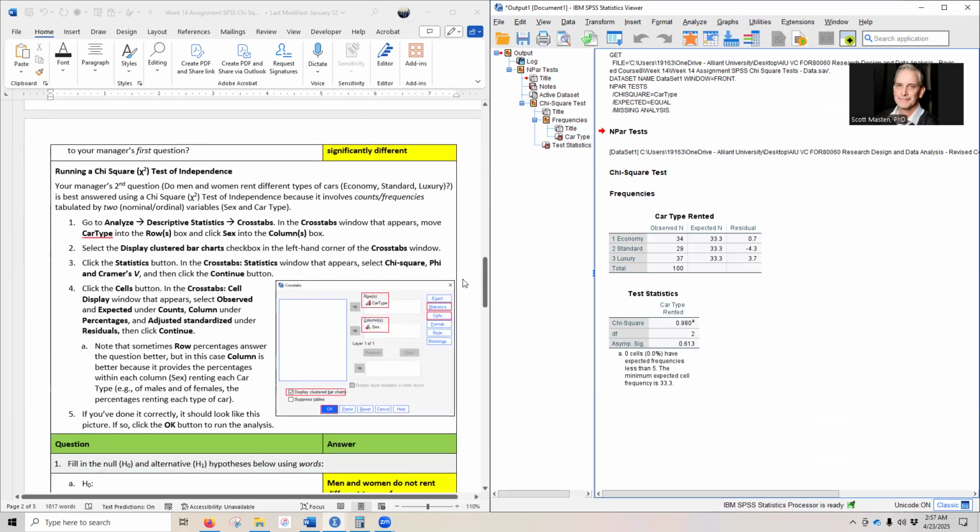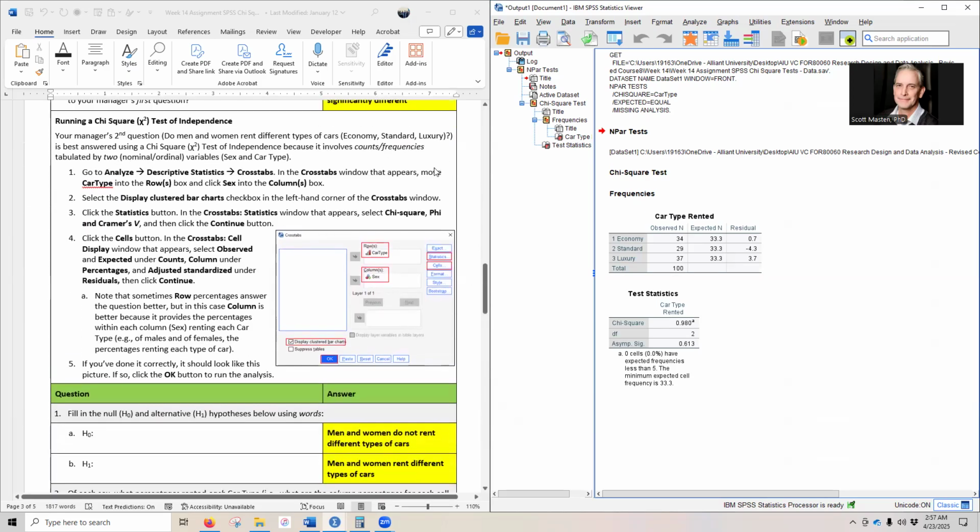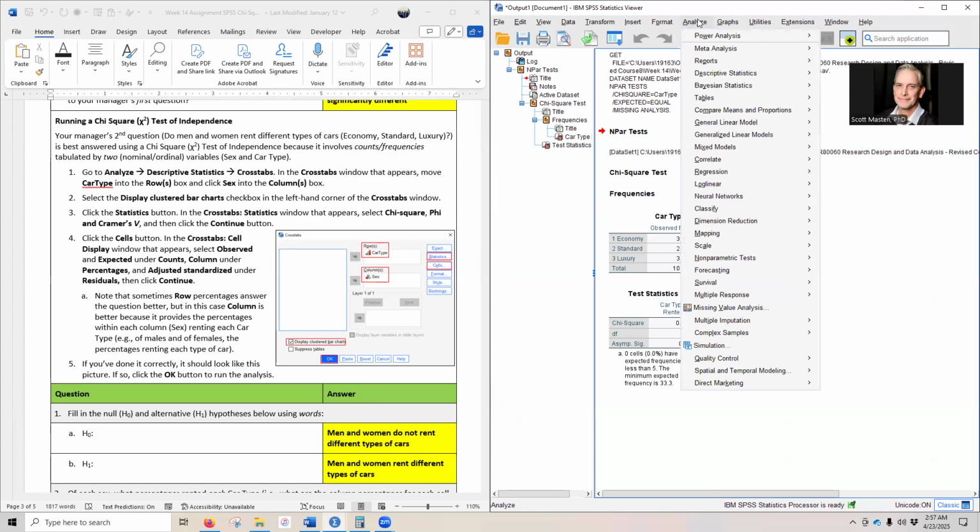So for your boss's second question, do men and women rent different types of cars or prefer different types of cars? That involves 2 nominal variables. So we need to use the chi-squared test of independence for that one. So that's sex and car type, right? So we go to analyze, and this one's even a weirder spot. You go to descriptives, and then you go over, descriptives, and go to crosstabs.